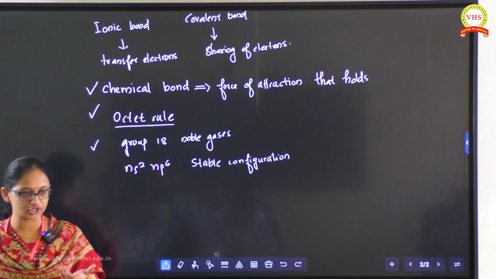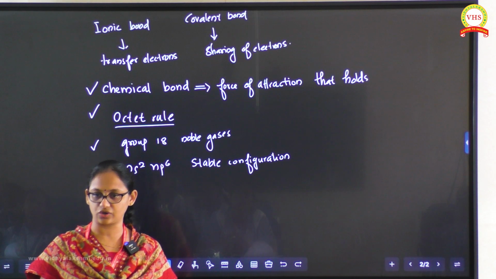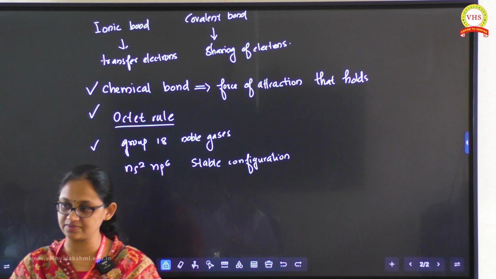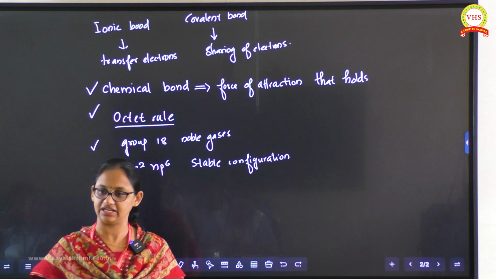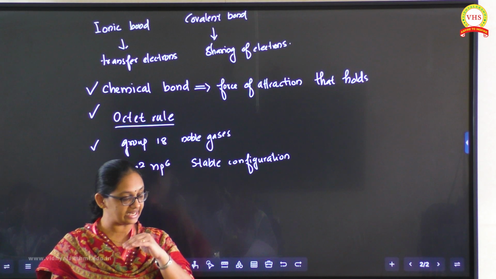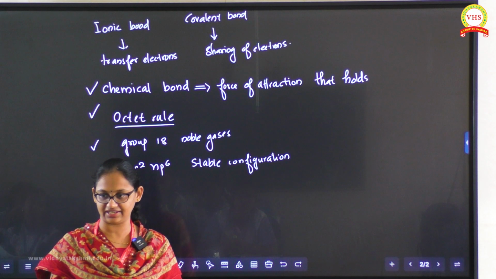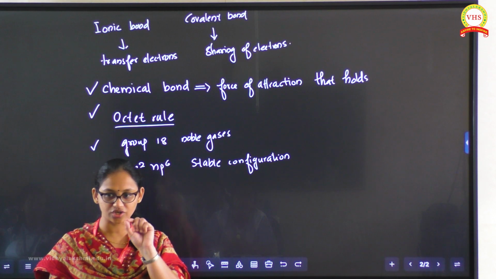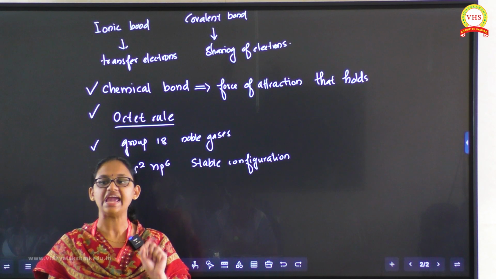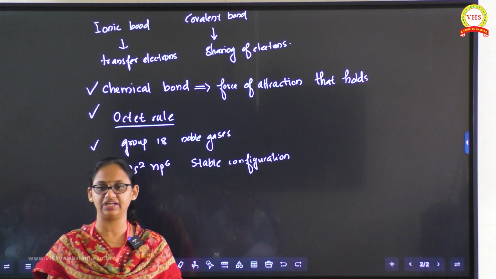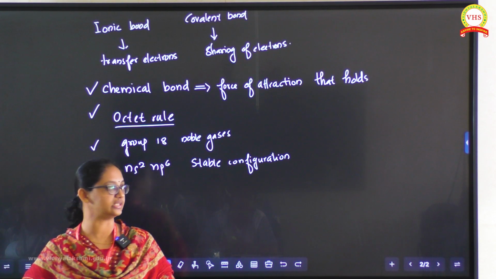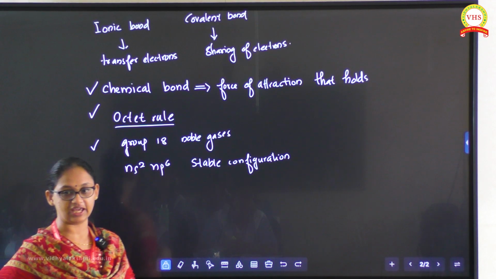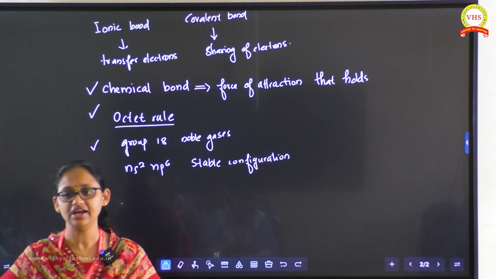Clear? So, in order to obtain the stable electronic configuration, atoms, they can share their electron or they can transfer electrons. Okay, why the name octet given for that? Because it is a octet. Oct means it is 8. That is why the name given, it is Octet Rule. Clear? Okay, based on this, we can explain the symbol of atoms.